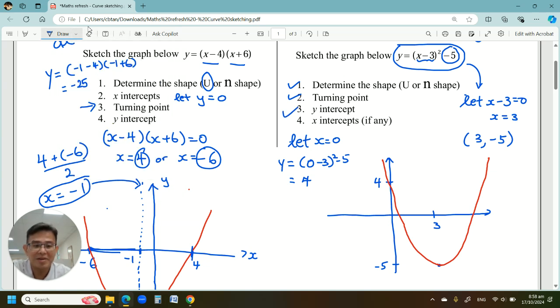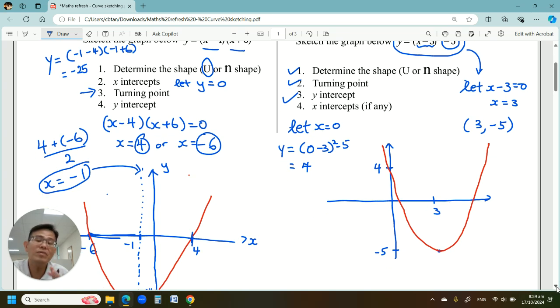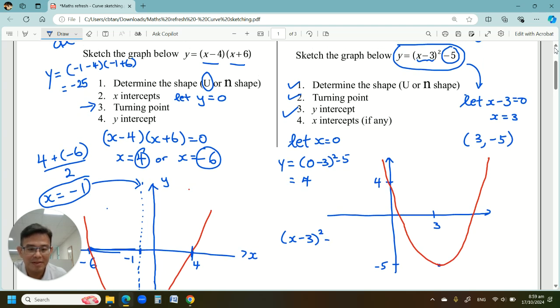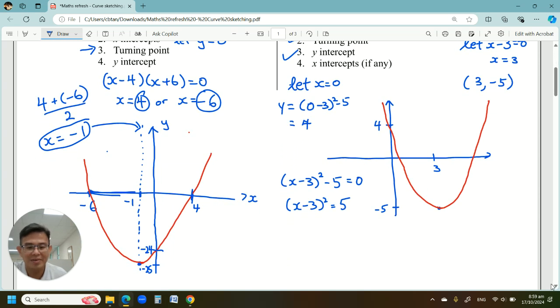Now next, what about the x-intercepts? Now normally you need to read the question. Do they require the x-intercept? If they don't require you to draw the x-intercept, you don't need to find it. But if they want you to find the x-intercepts, then you just go and find them, which will be, so let y be 0. You can go and solve this. You can move the minus 5 over to give it a plus 5. And subsequently, we're going to make x the subject. And we can square root both sides.